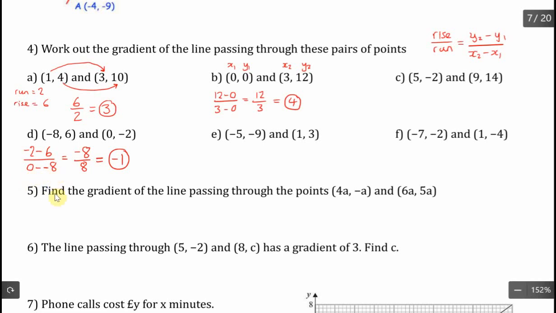Okay, I'm going to go through question 5 and 6 now. I'll pause the video and you can get the rest of these on question 4.